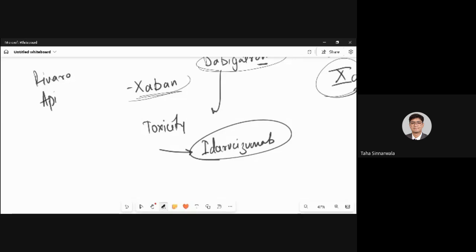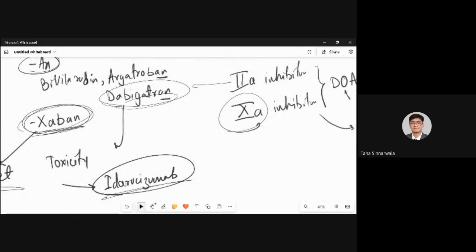Additionally, let's say you have a toxicity with these xabans. If you have a toxicity with the factor 10 inhibitors, then the medication you can use would be called andexanet. Both of these are recombinant medications, and this is just a fact that you need to remember. Andexanet for factor 10A inhibitor toxicity, and then idarucizumab for dabigatran toxicity. So any questions with the principles about factor 2A and factor 10A inhibitors?